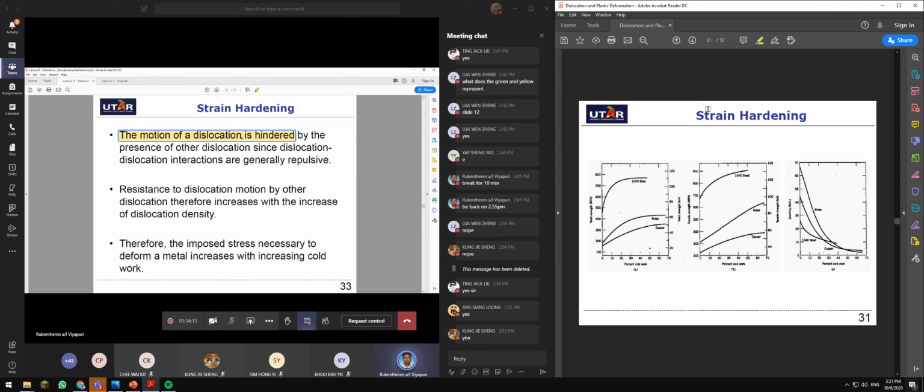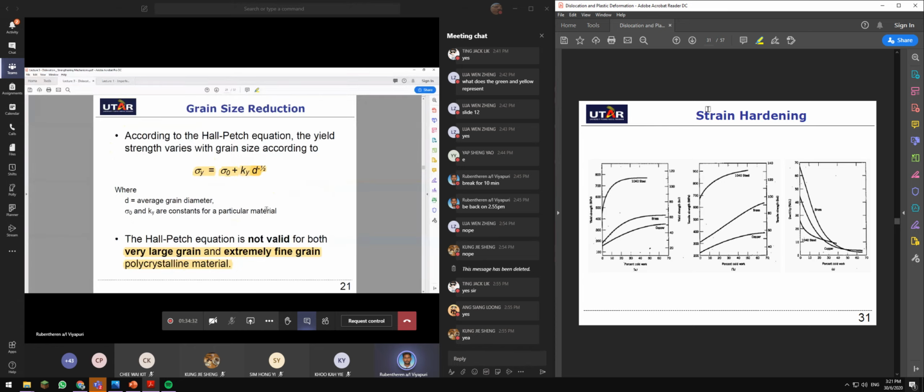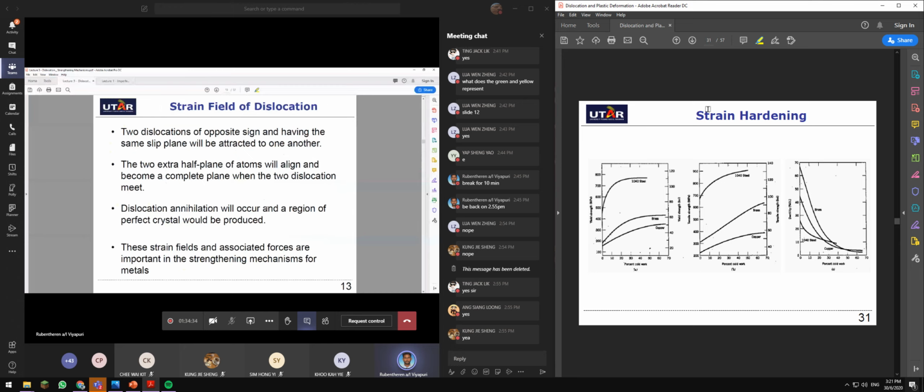The motion of dislocations is hindered by the presence of other dislocations since dislocation interactions are generally repulsive, as being explained here.